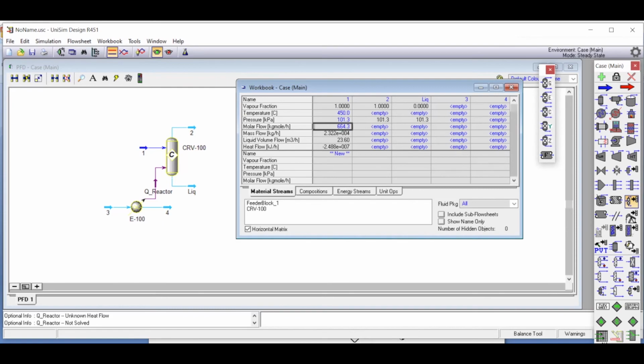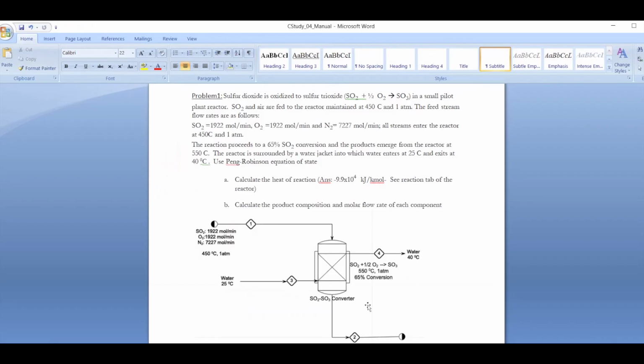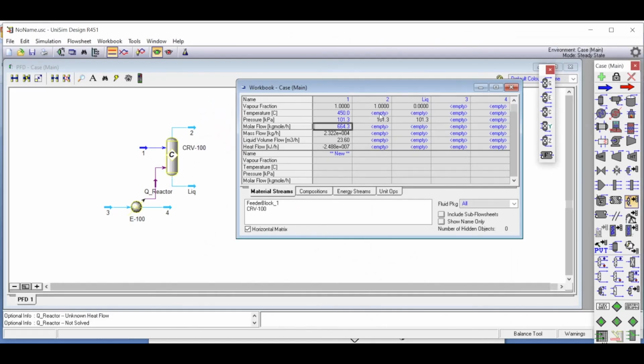So the only thing we have to do now is, you can see the product stream is coming out at 550 degrees Celsius. That's given in my problem statement. The products emerge from the reactor at 550 degrees Celsius. So we go here, and for stream 2 this temperature would be 550 degrees Celsius. The moment you do that, that automatically is defined.